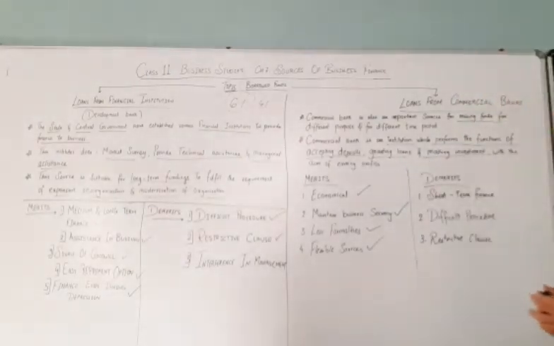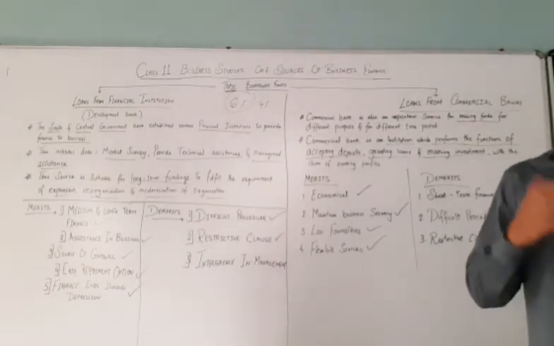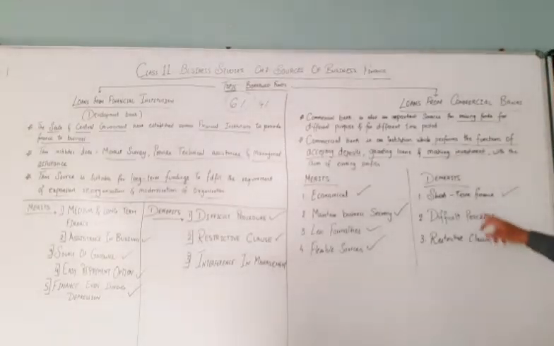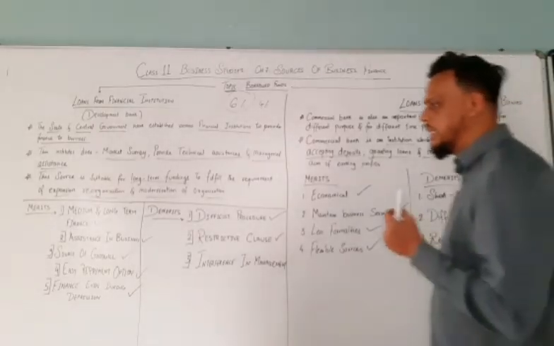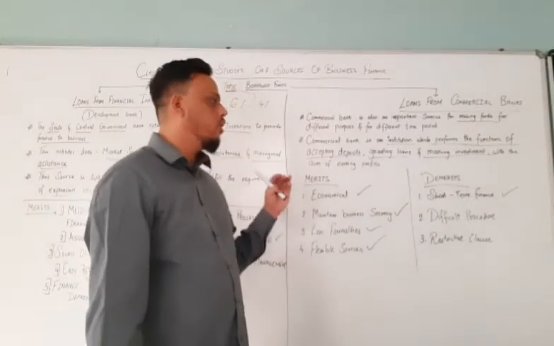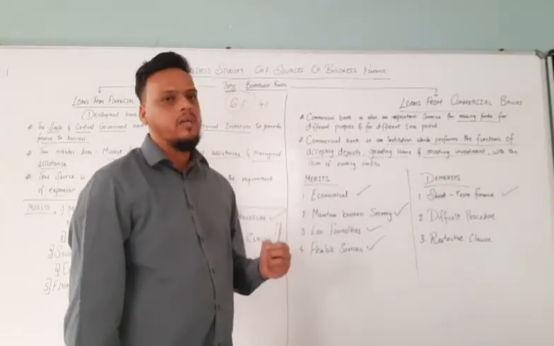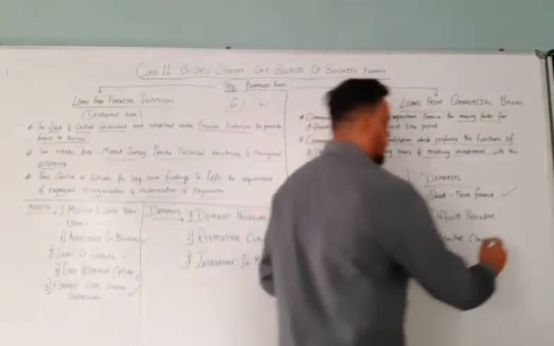Now we are going into the demerits. It is short-term finance. It cannot be funded or reissued in terms of short-term finance. Here commercial bank only provides short-term finance. In that short-term finance, it has not been renewed or reissued by the bank for a longer period of time. Now the next point is difficult procedure.